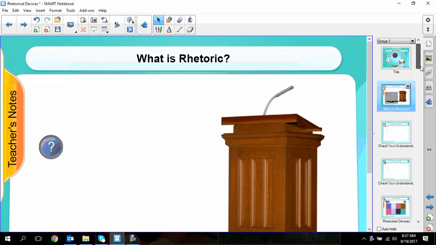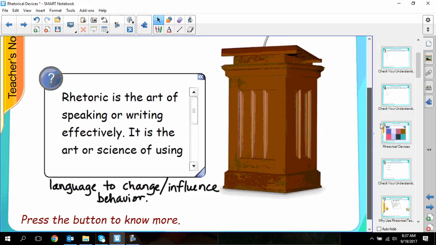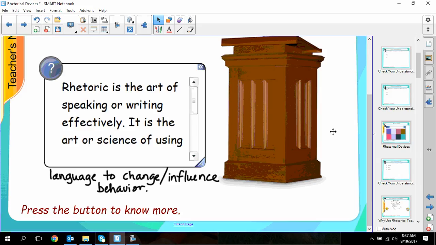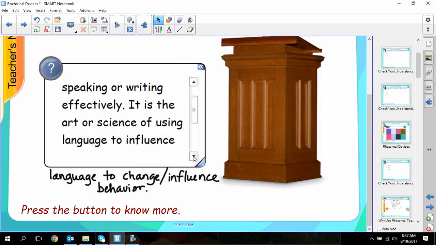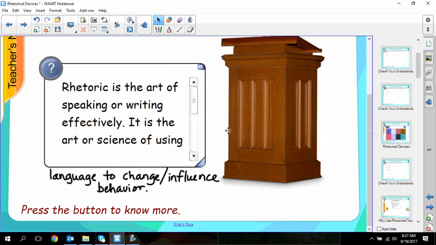Exactly what is rhetoric? Okay, well, if we take a look at it, rhetoric is the art of speaking or writing effectively. It is the art or science of using language to influence the thought and behavior of an audience. So the first part you can write down is the art of speaking or writing effectively. And it is the art or science of using language to change or influence behavior. So pretty much what you see on the screen here.